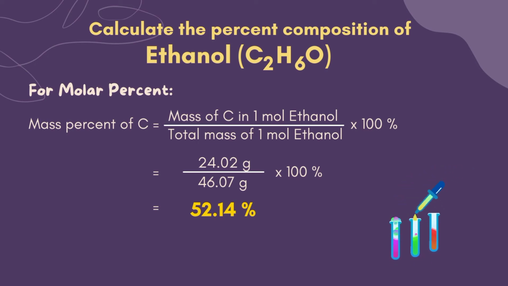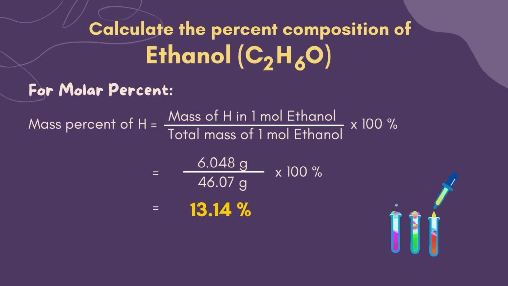Now, let us proceed to the mass percent of hydrogen. Same process as we did with carbon. We have 6.048 grams divided by 46.07 grams times 100%. Our final answer, after it has been rounded off to the nearest hundredths, is 13.14%.